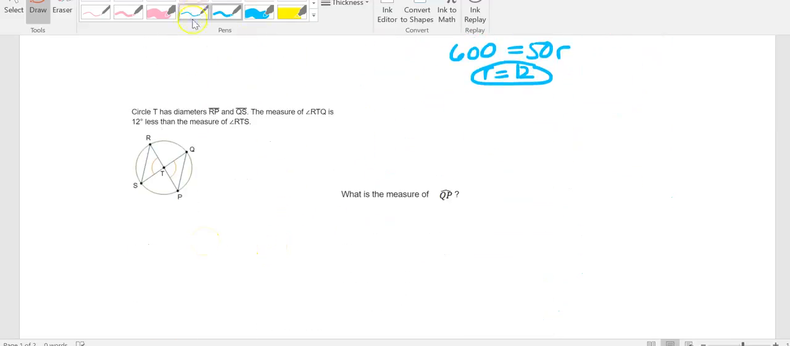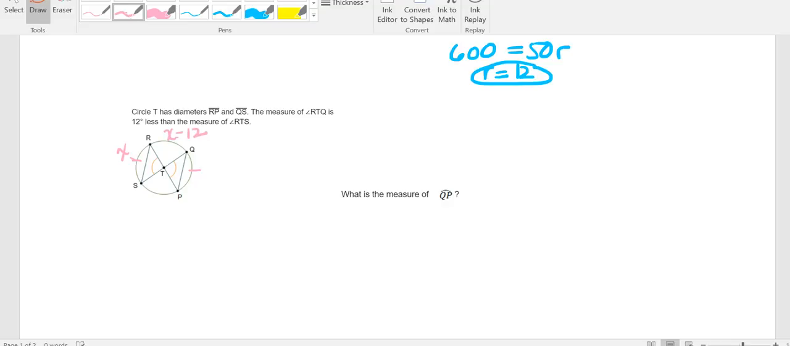On this next problem, it tells me that we have circle T, so this is the center of my circle. RP and QS are diameters, and that's important to know. The measures of these angles are congruent, which actually makes the measures of these arcs congruent to one another as well. It says here that TRQ is 12 degrees less than RTS. So if this was x, then this would be x minus 12.